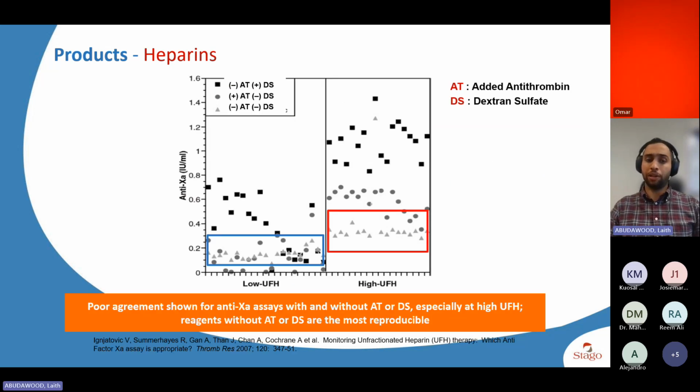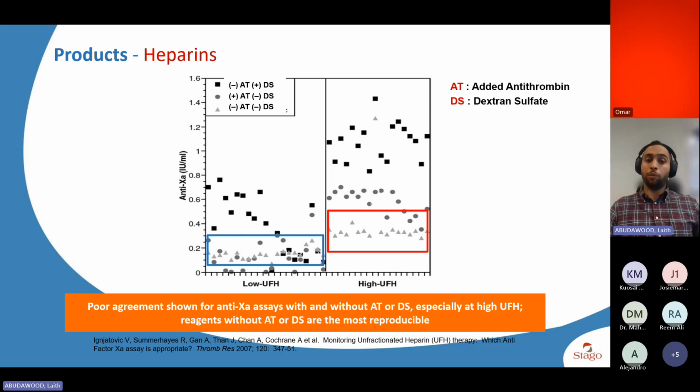As you can see, for example, here, this study has shown that when the reagent actually contains dextran sulfate, as you can see, positive DS, so the squares here, these are samples measured with a reagent that contains dextran sulfate, as compared to other reagents, the circles and the triangles here, which do not contain dextran sulfate. So the squares, which is a reagent that contains dextran sulfate, tend to overestimate unfractionated heparin, and in some cases, low molecular weight heparin, which of course is not something that you would desire.